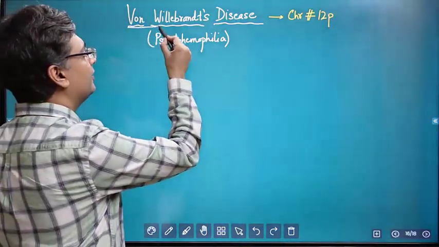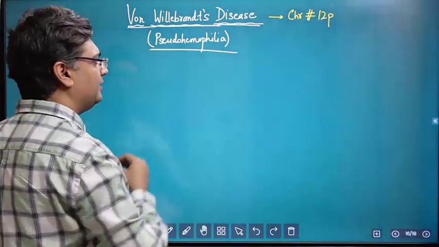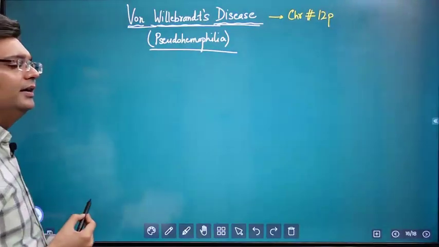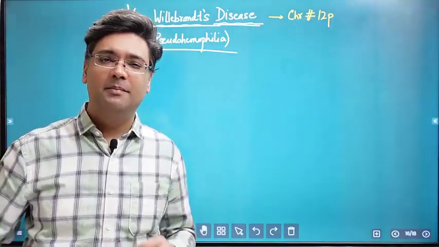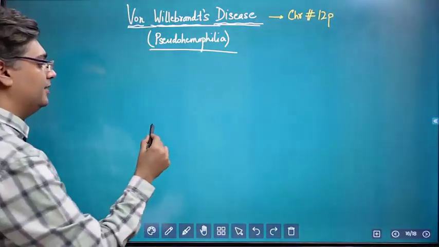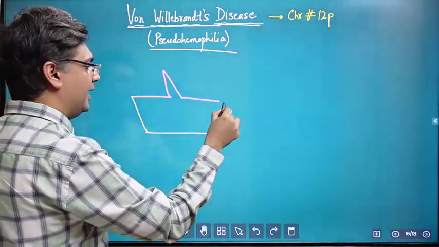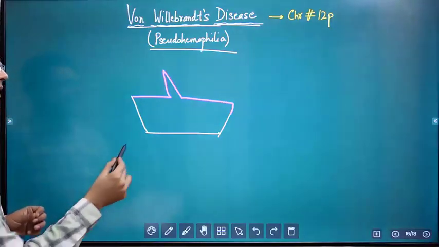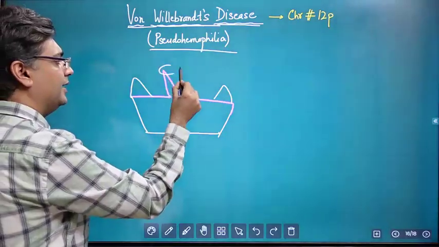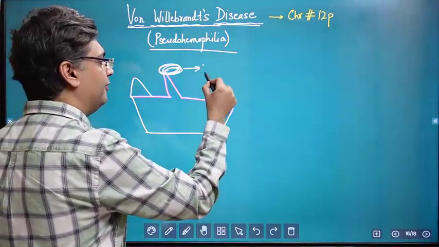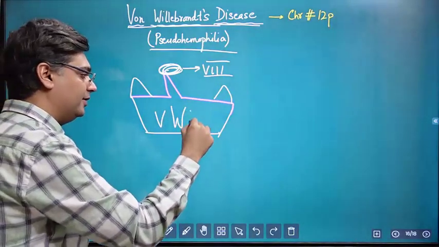Next, we are going to talk about von Willebrand disease, and this is sort of a hemophilia, and that is why it is called pseudo hemophilia. In fact, it is not a true hemophilia, but it can look like a hemophilia. Now what happens here? I am drawing the von Willebrand factor, and we can see this von Willebrand factor is like a crown, and in this crown we have factor 8. Factor 8 is being carried by von Willebrand factor.